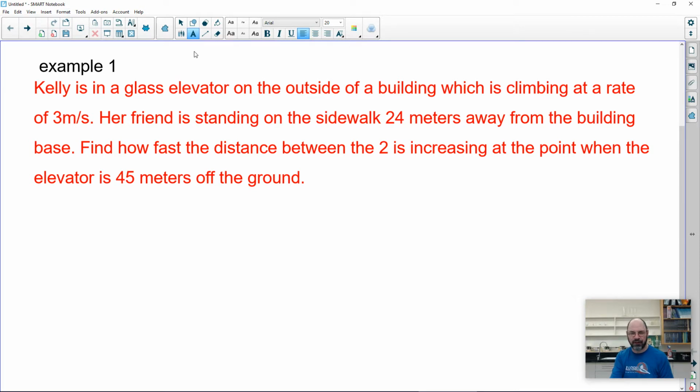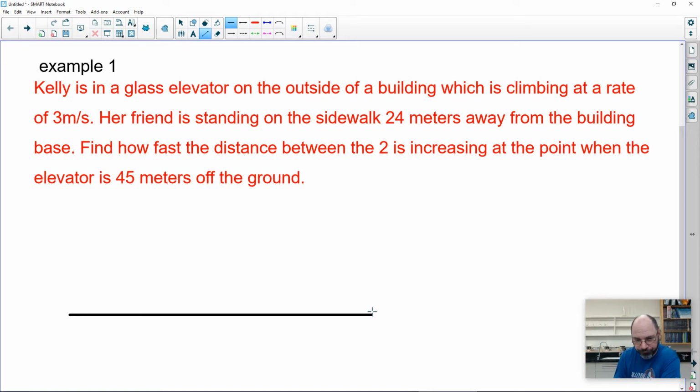So I'm going to use a straight line tool because we're going to get a right triangle here. If this is my ground here, and this is a building right here, and then that elevator's at 45 meters there, and then her friend is down here. The hypotenuse is the distance between them. I'll label all this, of course. So this is my ground.